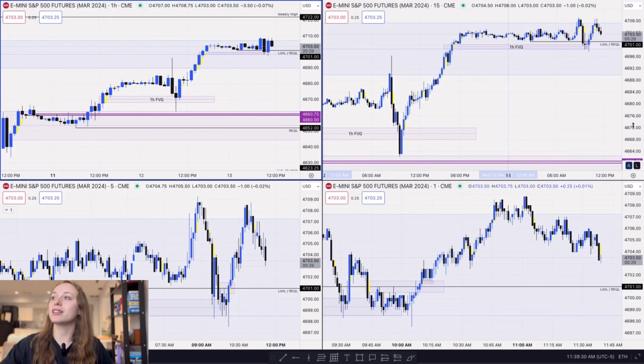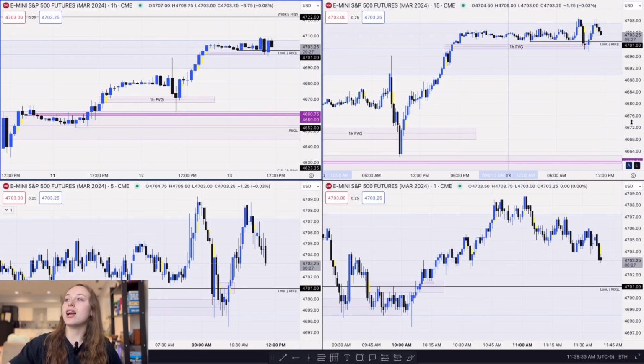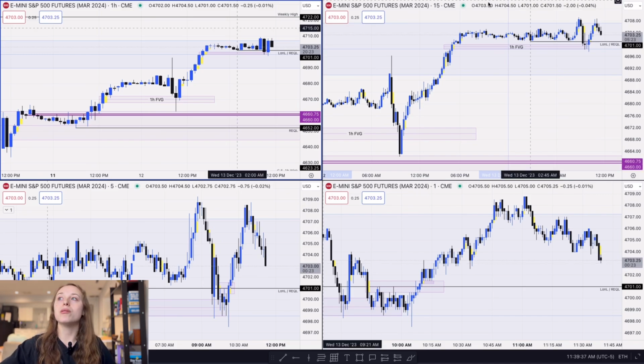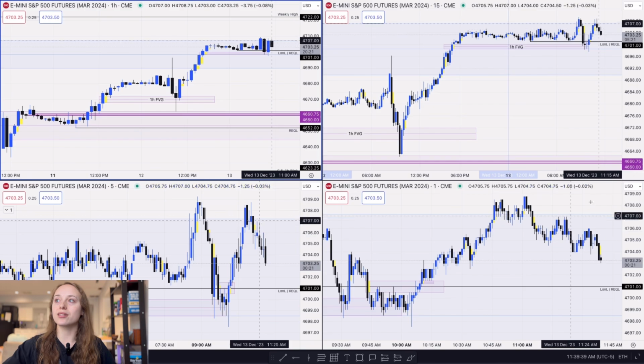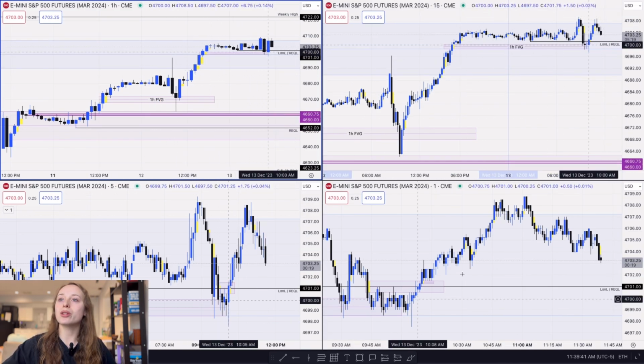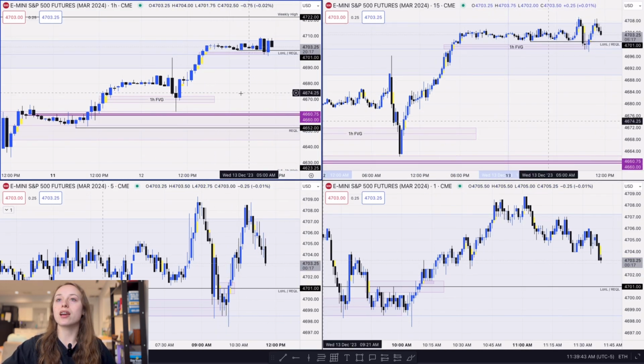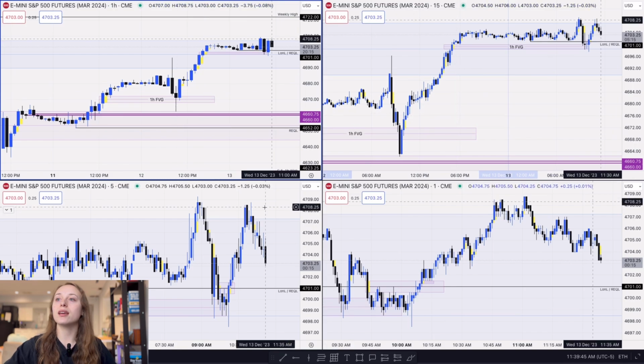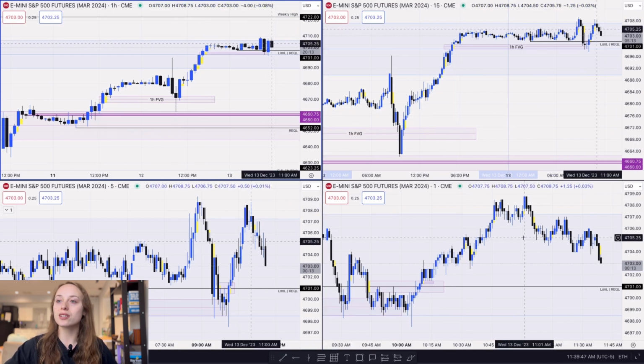I'm going to show you guys my layout, what I was looking at this morning, what we were seeing, and my bias on the day. As you know, I have two monitors. I have my laptop and then I have my monitor, which I'm actually recording this on right now. On my monitor, I'll have these four sections: the 1 hour, 15 minute, 5 minute, and the 1 minute charts.